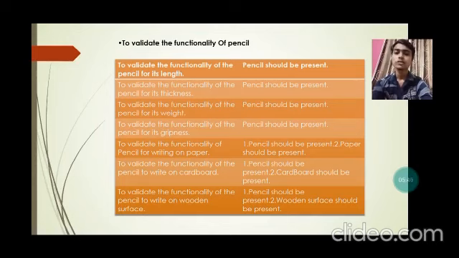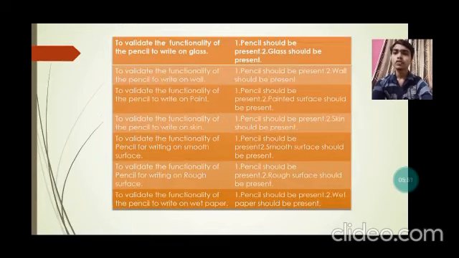Wooden surface should be present. To validate the functionality of the pencil to write on glass, pencil should be present. Glass should be present. To validate the functionality of the pencil to write on a wall, pencil should be present. Wall should be present. To validate the functionality of the pencil to write on paint, pencil should be present. Painted surface should be present.